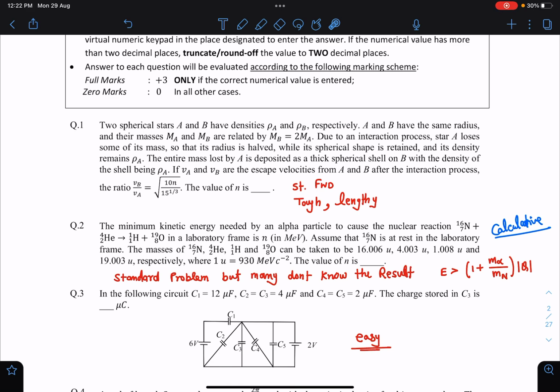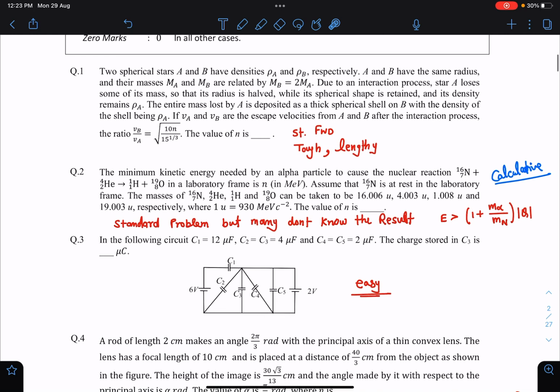The second one is a very standard problem from modern physics, but here also some calculations are involved, and somehow many people don't know the answer for this problem. However, it's a very standard result, and I guess many students would have written this answer as just mod Q value of this reaction, but that's not the case here. The energy required to start the reaction is given by 1 plus incident particle mass divided by mass of target times Q value of the reaction.